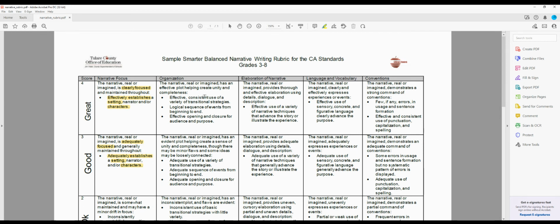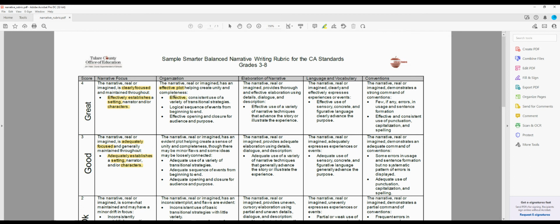Next, let's go over to the organization. The narrative, real or imagined, has an effective plot, helping create unity and completeness. A plot is the series of events that happens throughout the story. Remember that a plot also has that climax, the most exciting part, building that suspense. So: effective, consistent use of a variety of transitional strategies, logical sequence of events from beginning to end, effective opening and closure for audience and purpose.